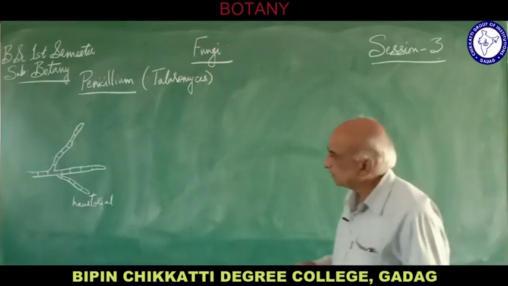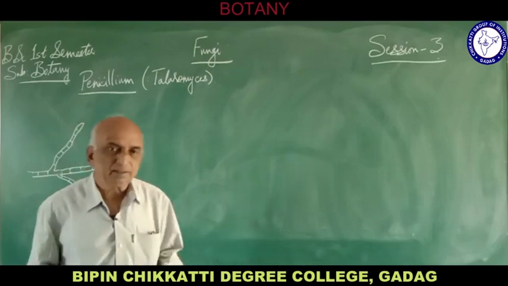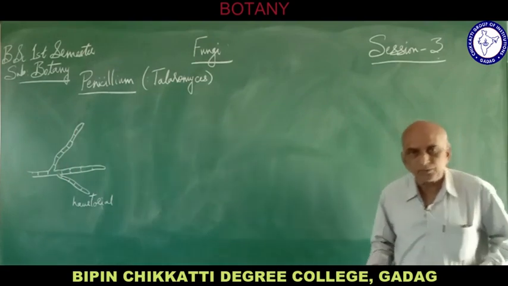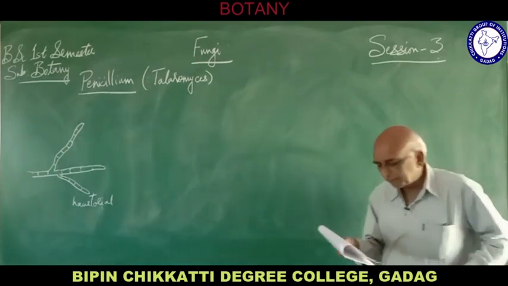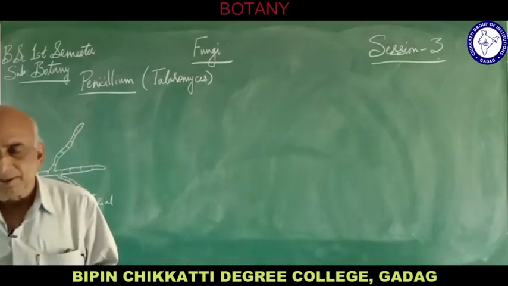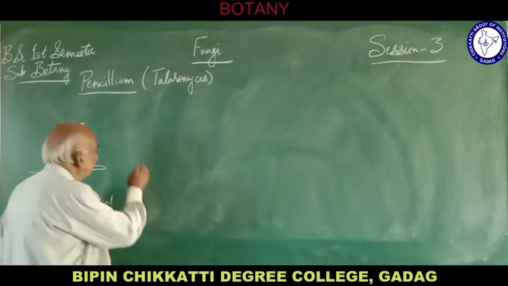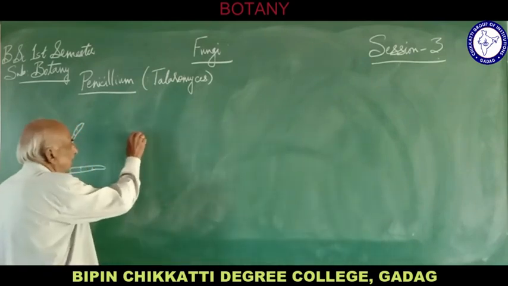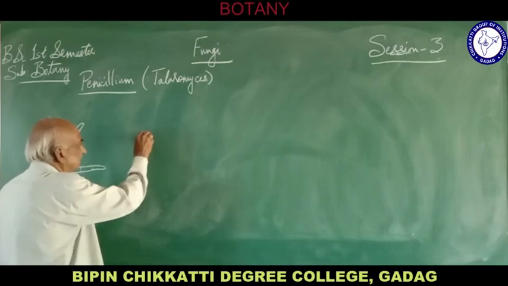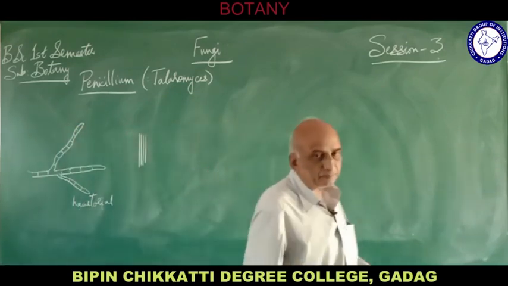Now if you come to the structure of a single cell, the cell may be uninucleated or binucleated. The cell wall is thin, but it is made up of 4 layers. So there are 4 layers in the cell wall.